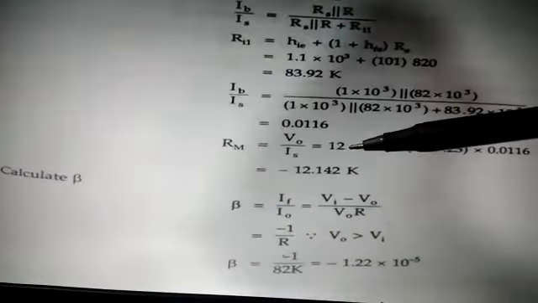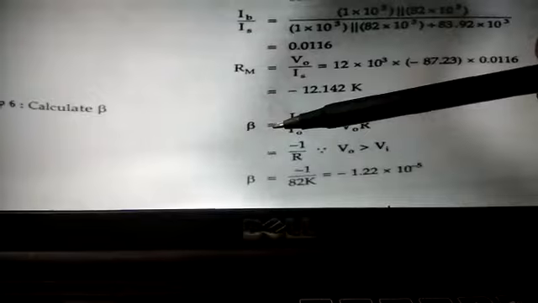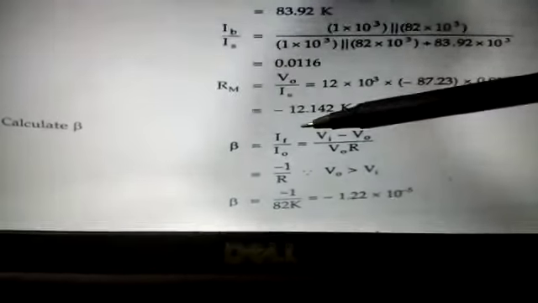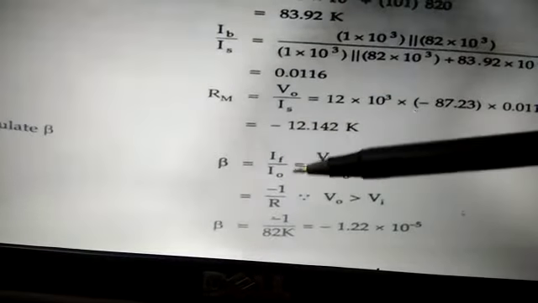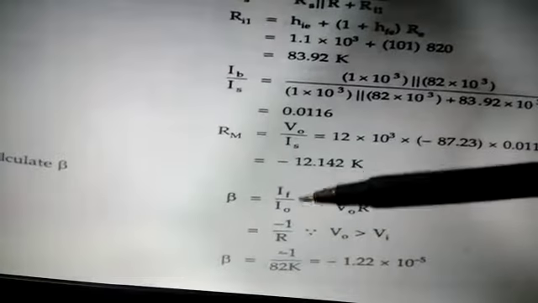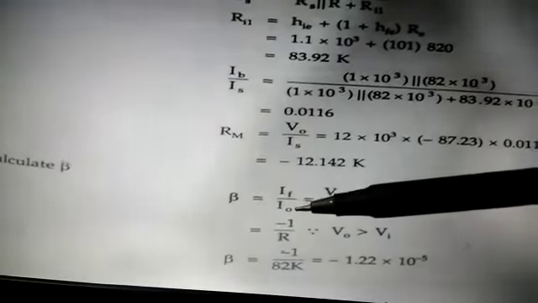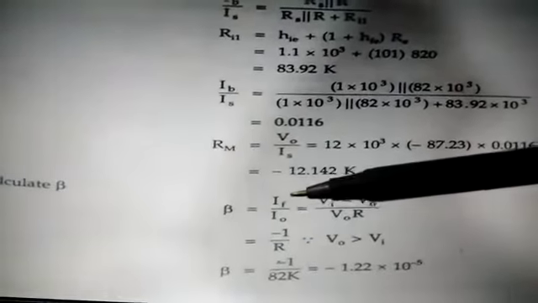Here the minus sign doesn't matter. This shows the direction of the current, therefore it comes to be a minus. Then calculate the beta factor. Since this is current shunt feedback, we have IF by I0 as the beta factor. I0 is the input to the feedback circuit and IF is the output from the feedback circuit.